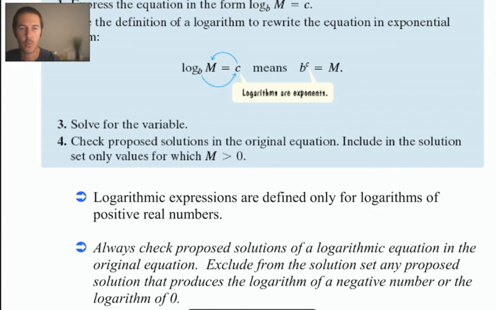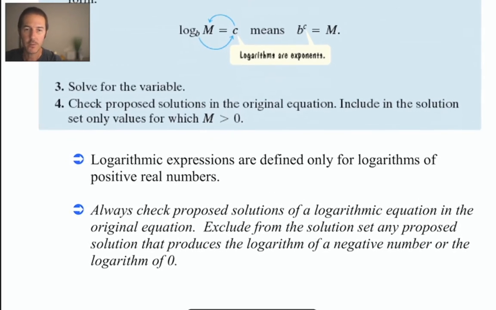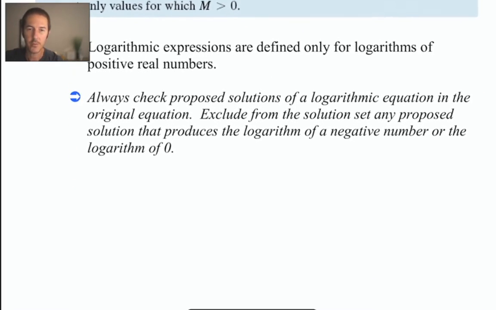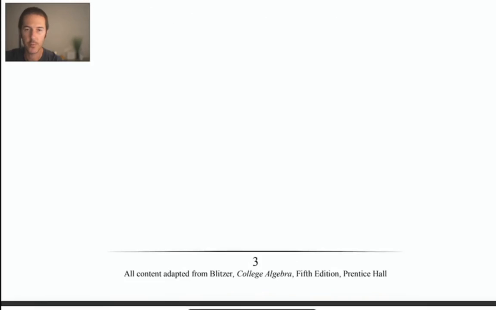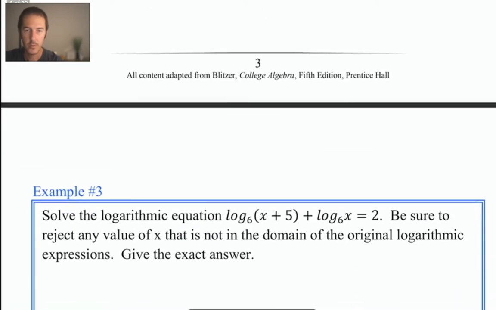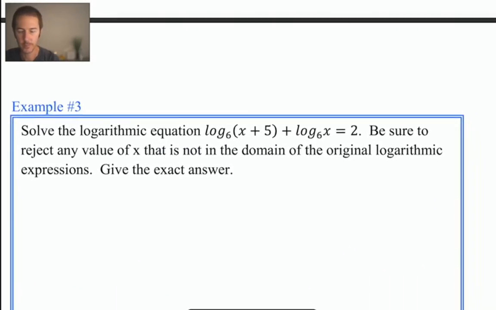Also, remember that when you're working with a logarithmic equation, you can't take the log of anything other than a positive number. So m, which is the argument there in the logarithmic equation, must be strictly greater than zero. Cannot be zero. Must be actually greater than zero. Positive number. Okay, so let's check out an example now that we see that those two forms of an equation are equal to each other.